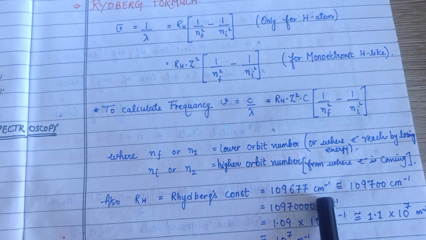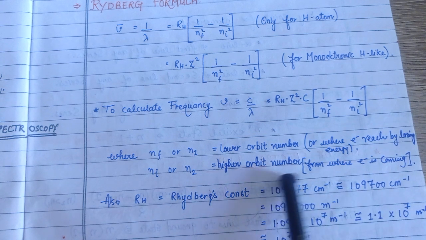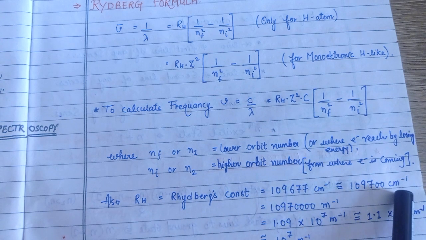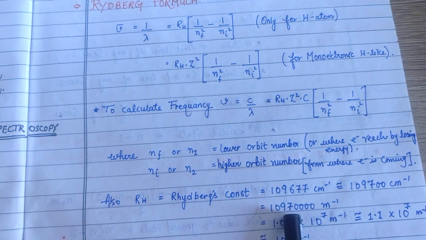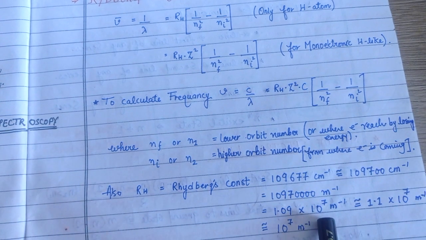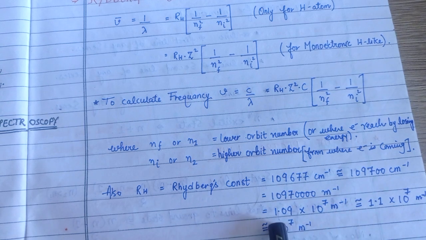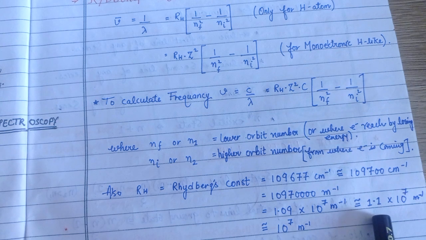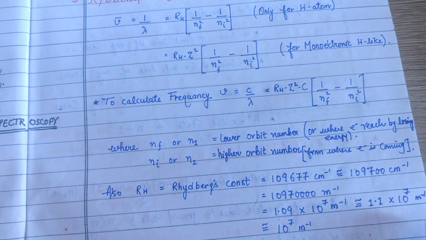is 109677 centimeter inverse, or, by rounding off, I can write it as 109700 centimeter inverse, or 10970000 meter inverse, and 1.09 into 10 to the power 7. I'm just converting it, they are not different values, all are the same. 10 to the power 7 meter inverse, or 1.09, I can also write as 1.1 into 10 to the power 7.